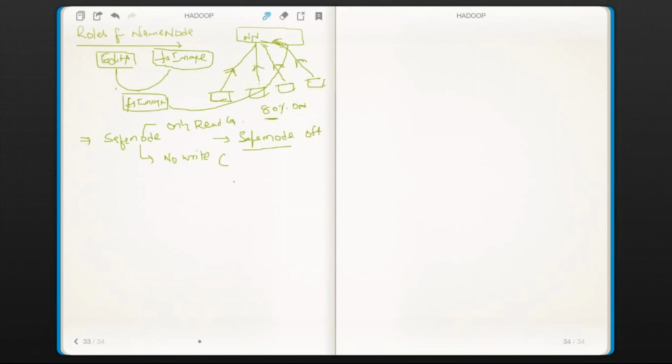Understand, guys? This is a very, very important thing we need to remember.